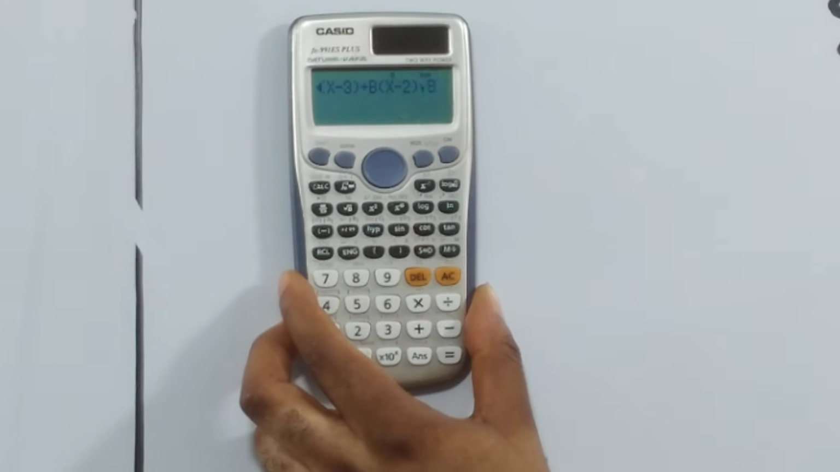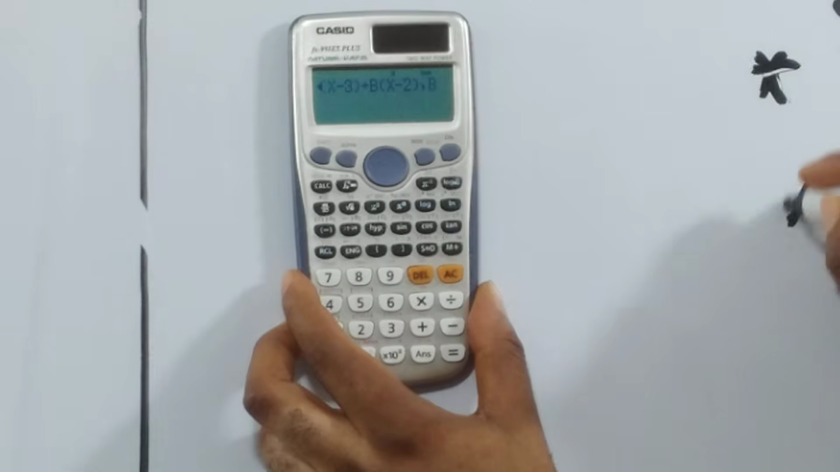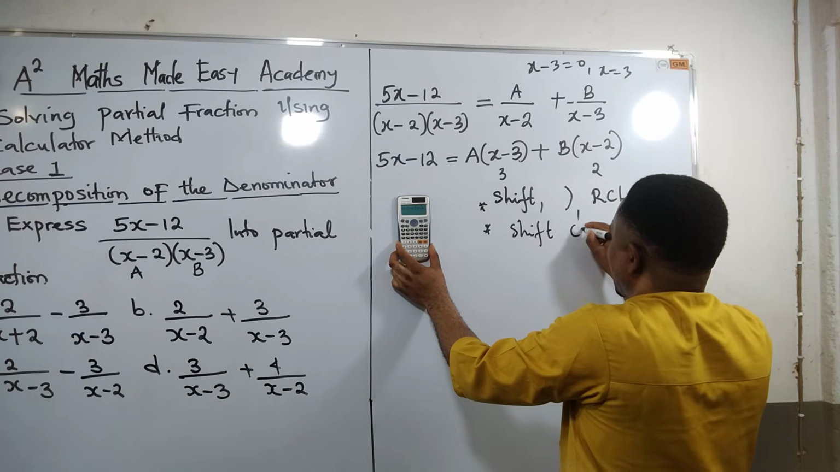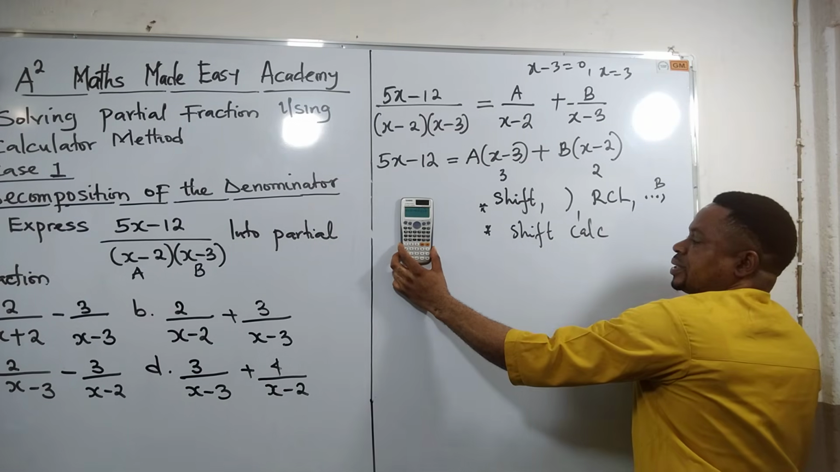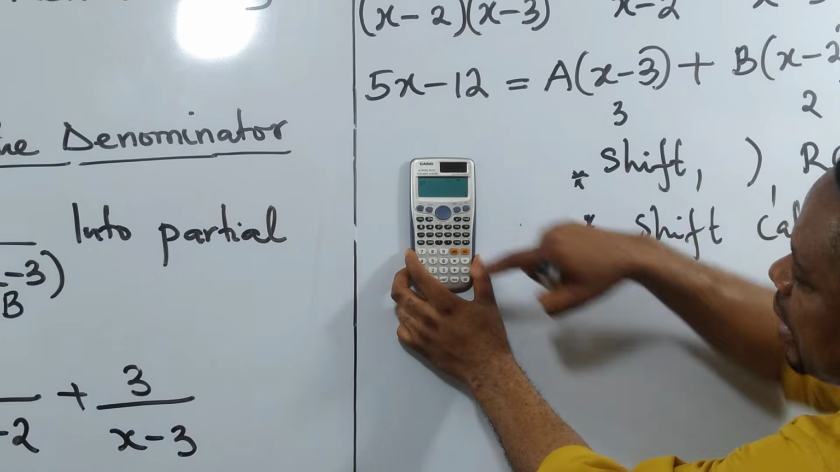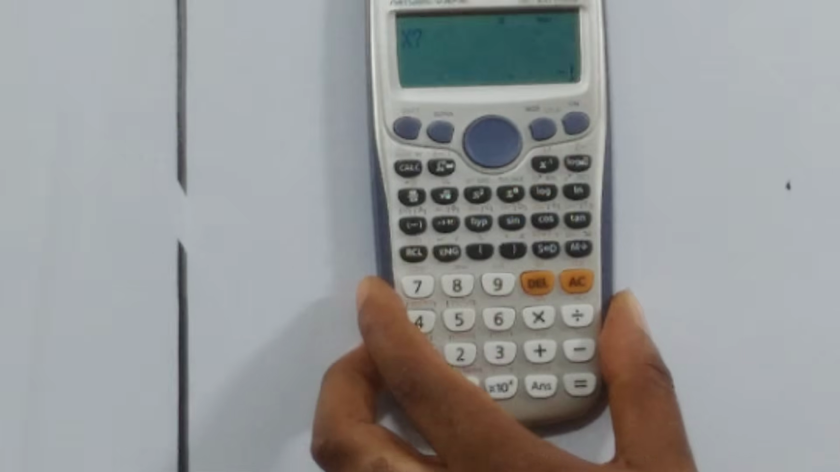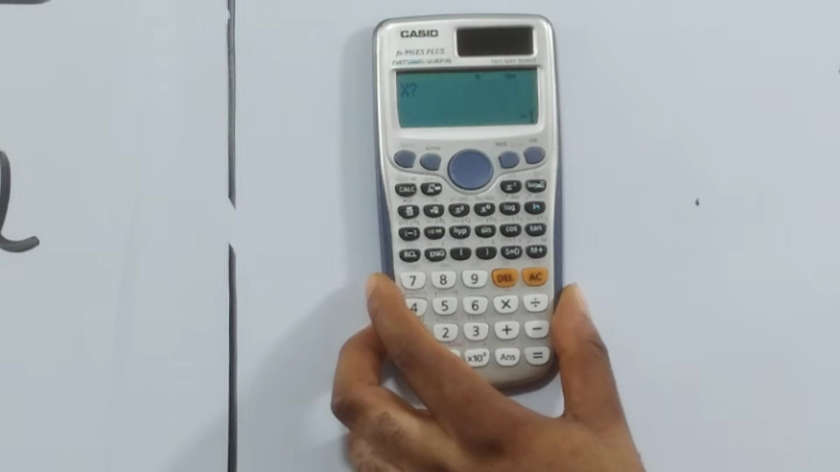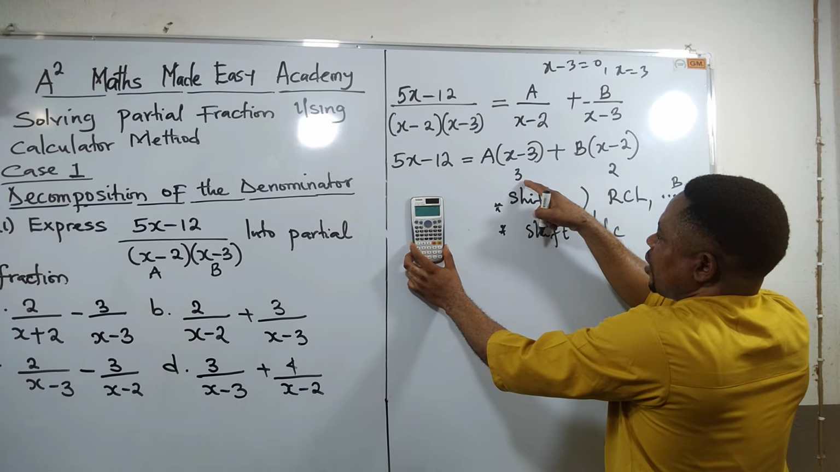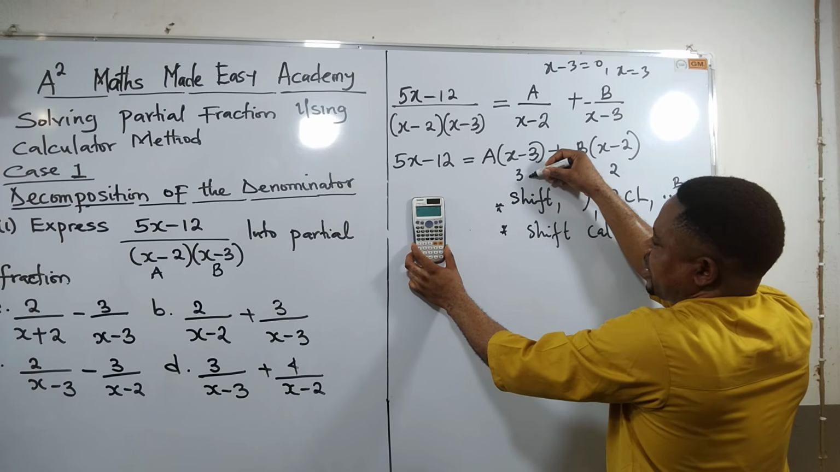So what do we do next after this now? I want you to observe: punch shift and what? CAC. Shift and CAC. So look at it here. Shift and CAC. It will now say solve for X. Now look up. We're eliminating A. What is the value of X in A? The value of X in A is 3.